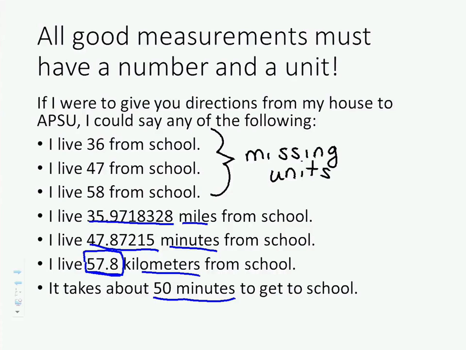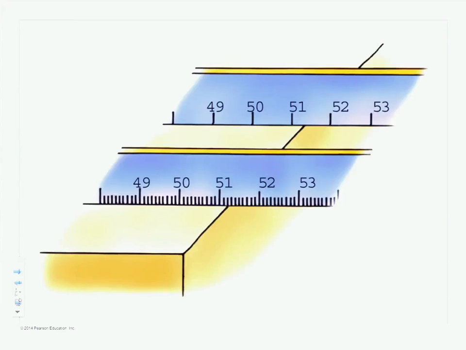If I had just given you the first three statements, how helpful would that be in approximating the amount of time it should take you to get to school? Not very. Same thing with these measurements here. Whenever we're looking at those two different numbers that had a bazillion digits or the ones that were approximately 50 miles, you can only report as many digits as you're actually sure about.